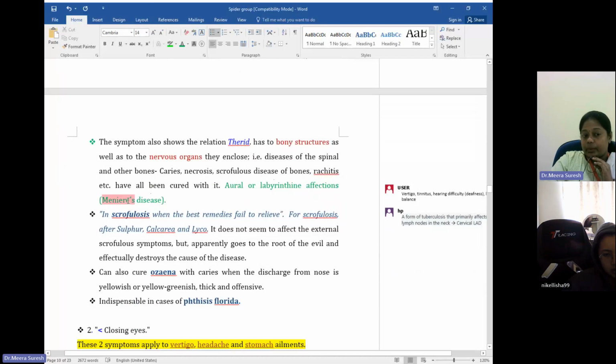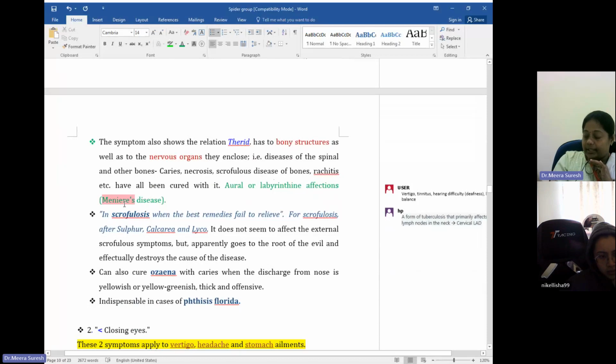And in case of Meniere's disease, we have these symptoms, especially vertigo, tinnitus, and hearing difficulty. It can be complete deafness or just some hearing difficulty. That's the feature, and also balancing problems. And all these symptoms we can see in the drug also. Though we gave the name Meniere's disease, we have already seen that the person is having vertigo. We already saw the vertigo, the motion sickness, and tinnitus.